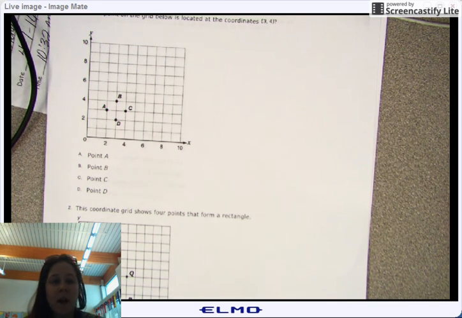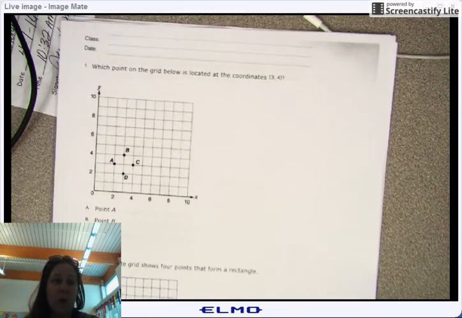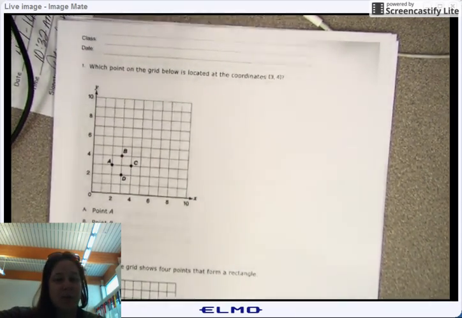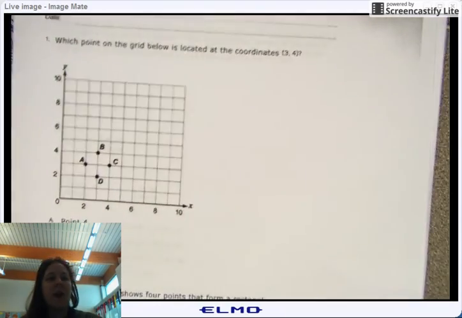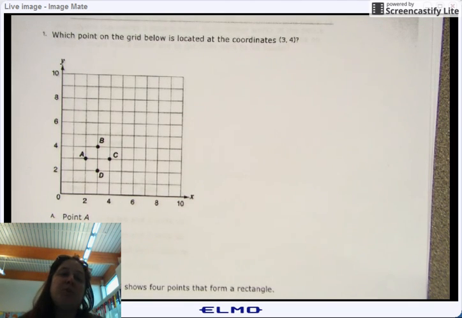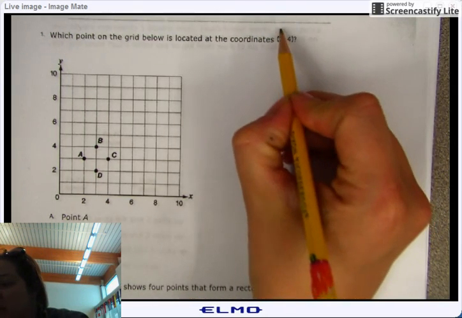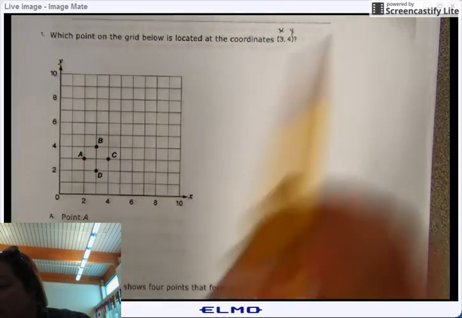Okay, guys, we're working on geometry. We're working on coordinate points. So, which point on the grid below is located at the coordinates 3, 4? So remember that 3 is x and 4 is y.